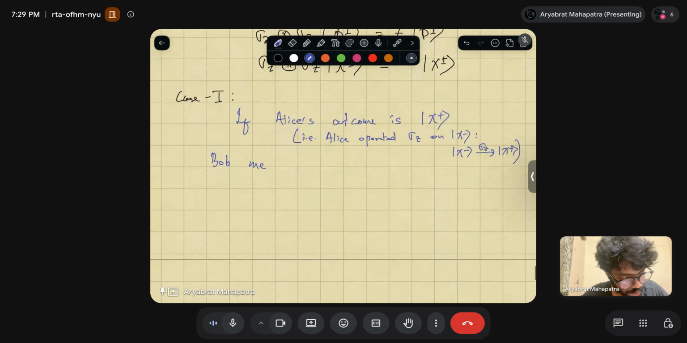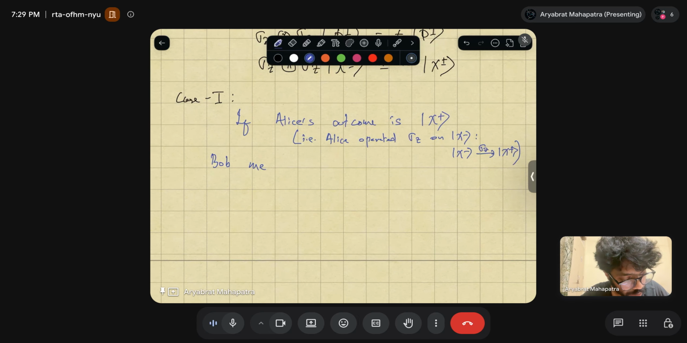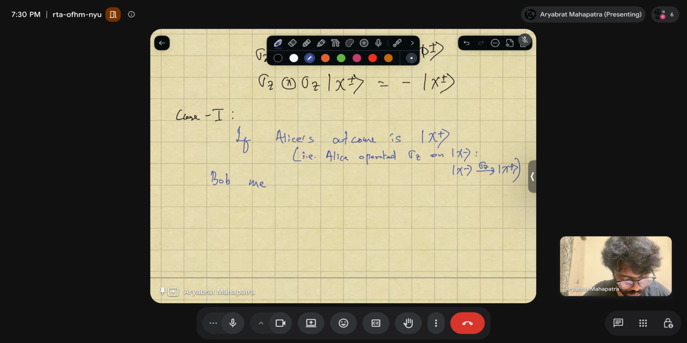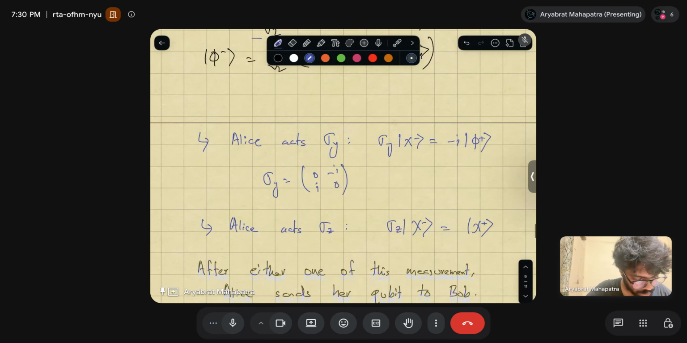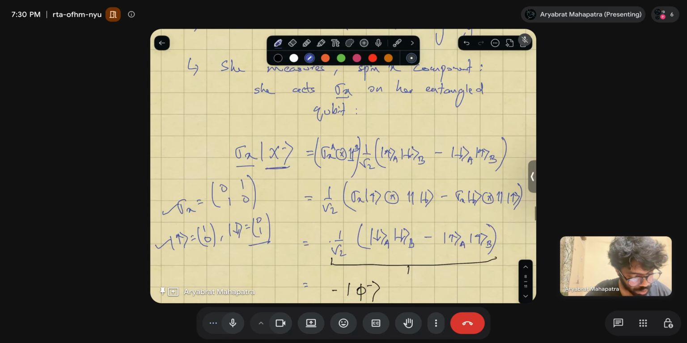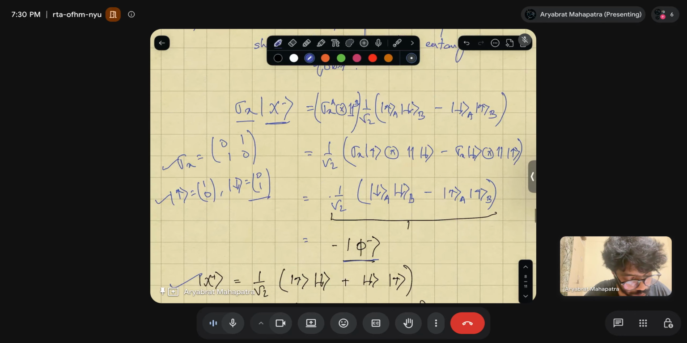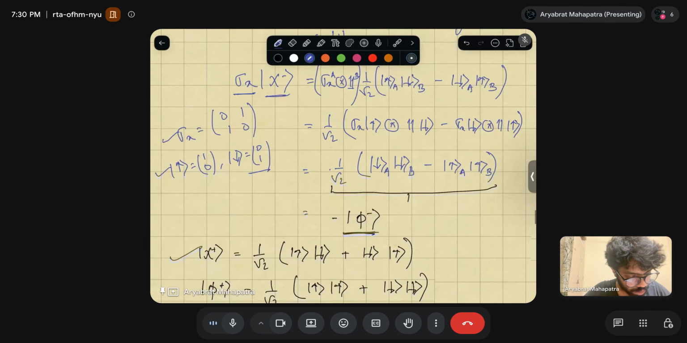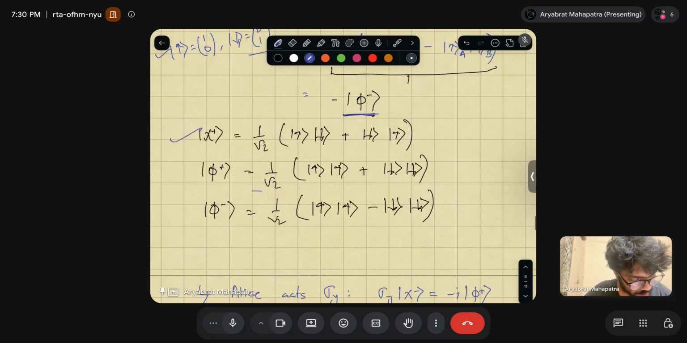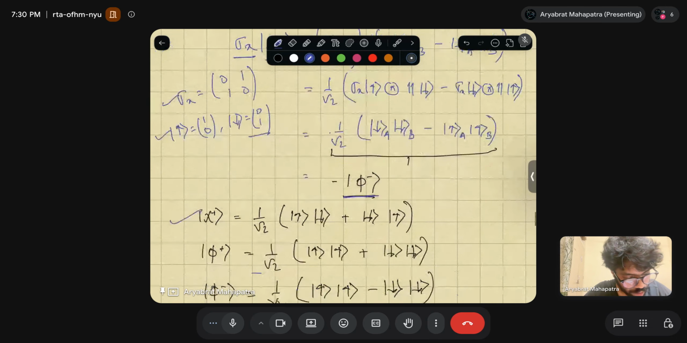So if Alice's outcome is chi plus, which means she has measured sigma z, or let me just give me a moment. Yeah, so if she would have measured sigma x, it would have given chi minus. But if she measures sigma z, then sigma z on chi minus will give, let me just write it down here.